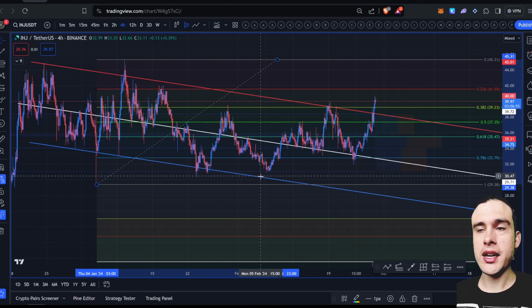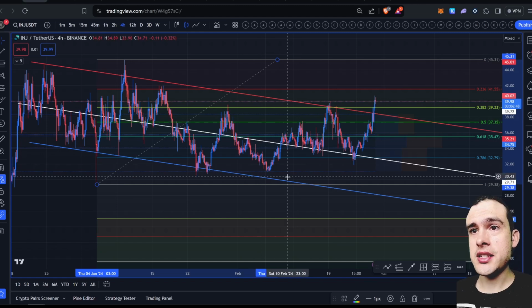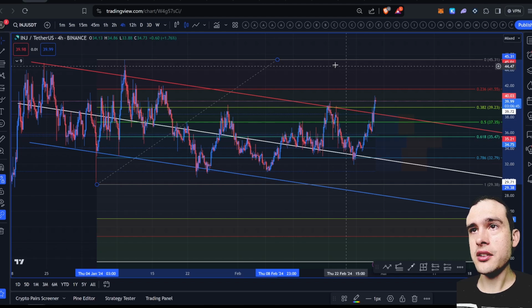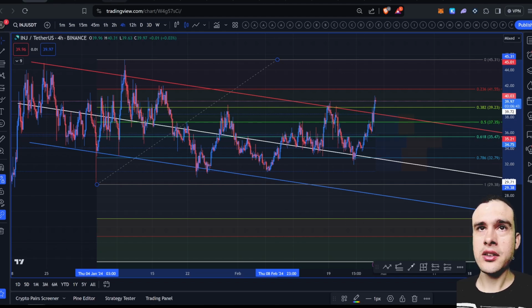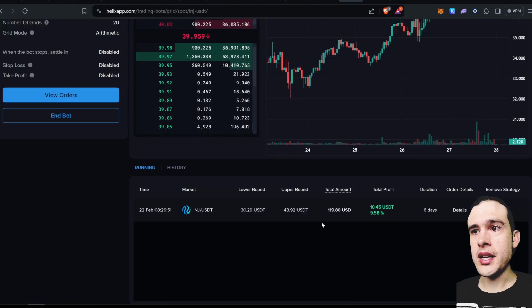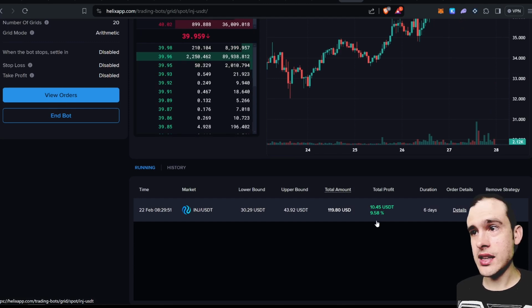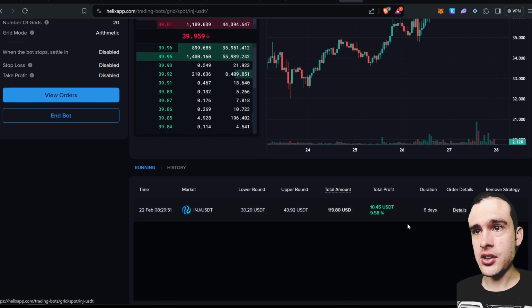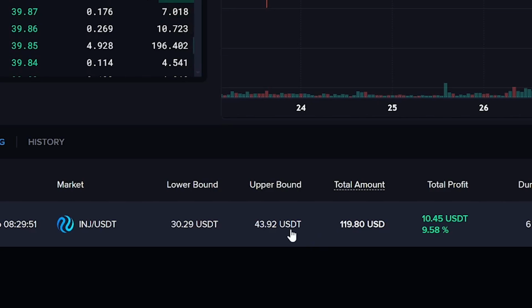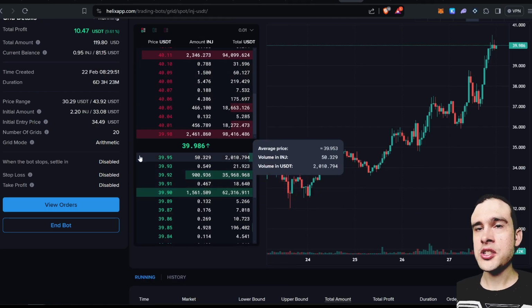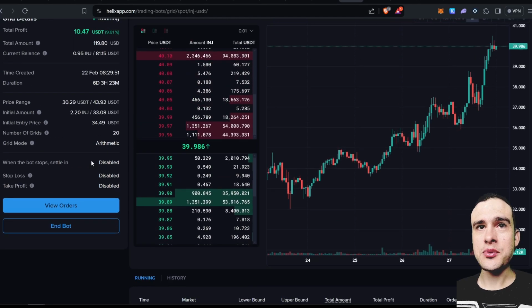It can also automatically work out what the range is, which I think is really cool. Essentially, as price comes down, it will buy, and as it goes up, it will sell. At the moment, I just put a tiny little bit into this account, but it's up about 10% almost. That's really cool. That was about 6 days ago that I put in that lower bound and upper bound. So I think that's really cool, spot grid trading, decentralized.